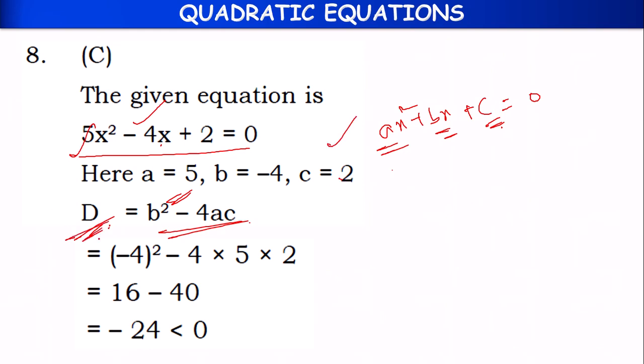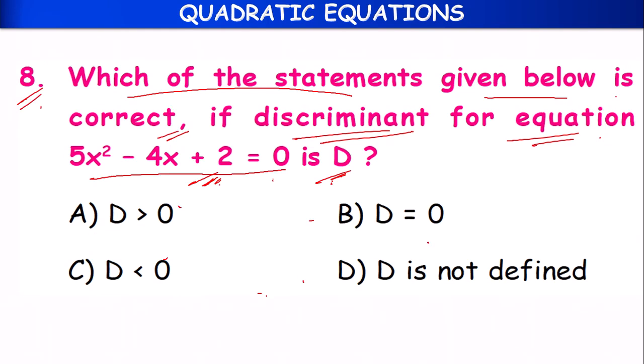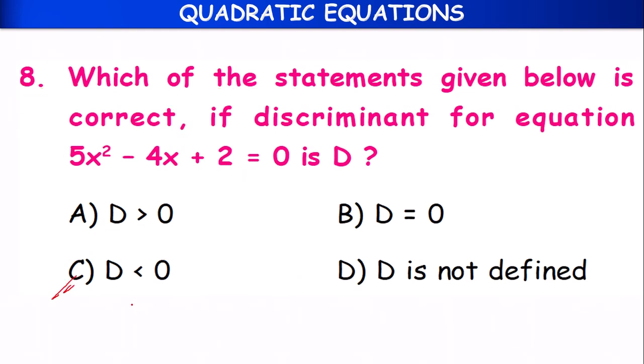Now if you find discriminant value, in the place of b square we can keep minus 4 whole square, minus 4 into a value 5, c value 2. Minus 4 whole square means 16. 4 into 5 is 20, 20 into 2 is 40, 16 minus 40 is equal to minus 24, which is less than 0. So discriminant value we have got less than 0. So option C, d less than 0 is the correct answer.